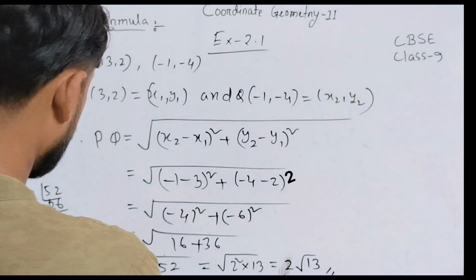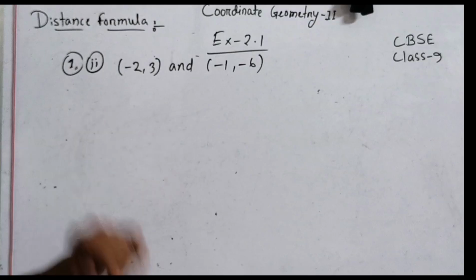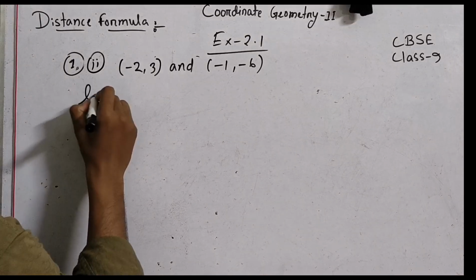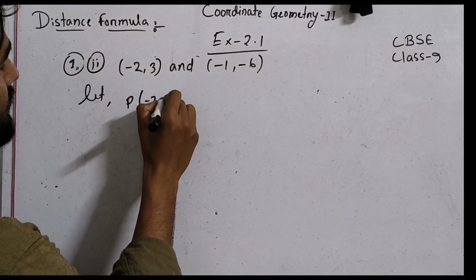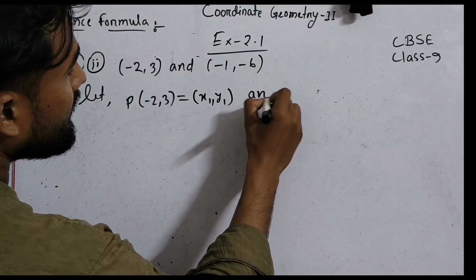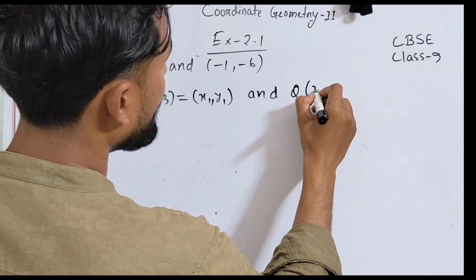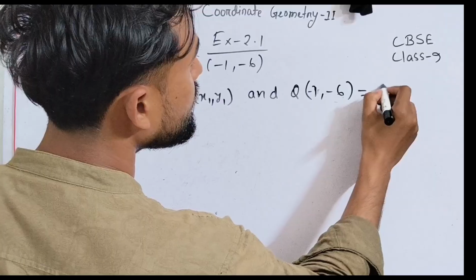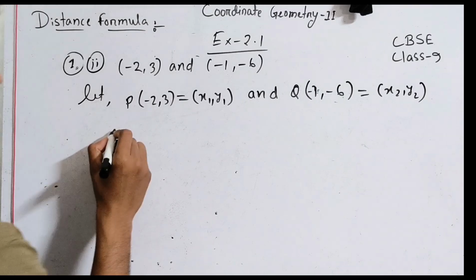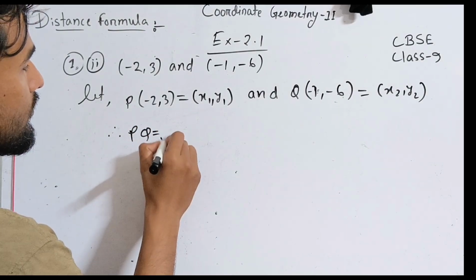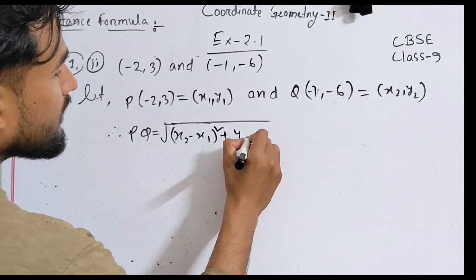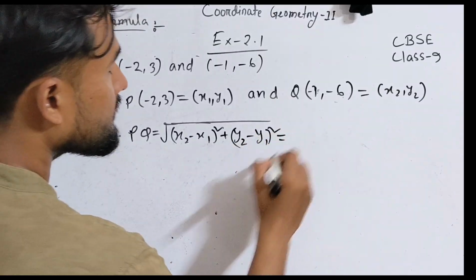Let's come to question number 2. Question number 2 was (-2, 3) and (-1, -6). We can suppose P(-2, 3) equals (x1, y1) and Q(-1, -6) equals (x2, y2). We already know the formula. Therefore, PQ equals root over (x2 minus x1) whole square plus (y2 minus y1) whole square.